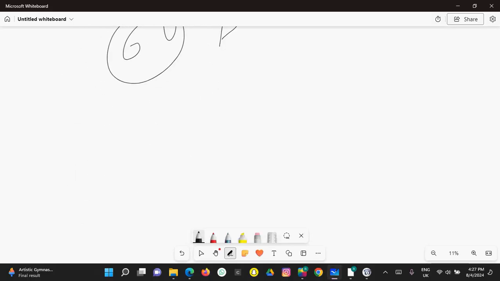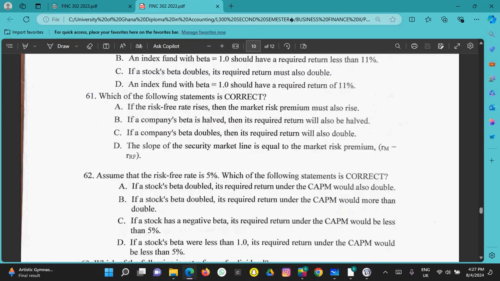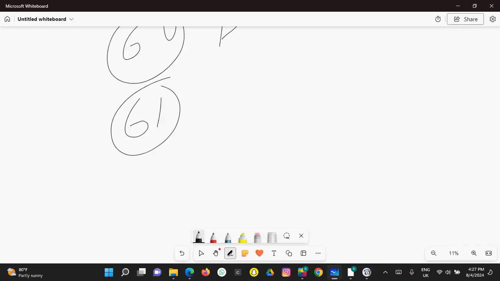So 61. Which of the following statements is correct? The answer is D. The slope of the security market line is equal to the market risk premium. So my 61 is D.